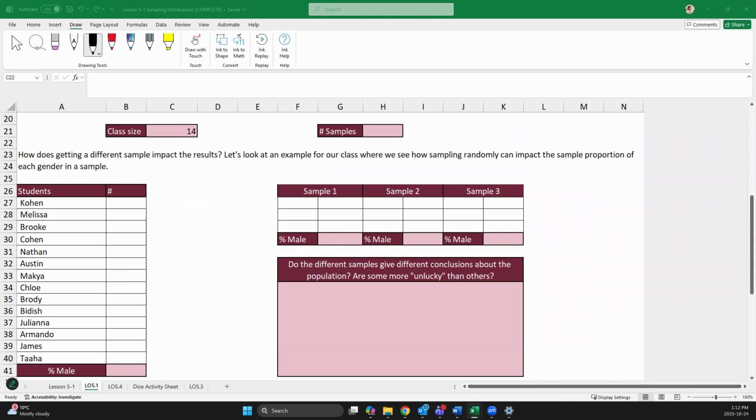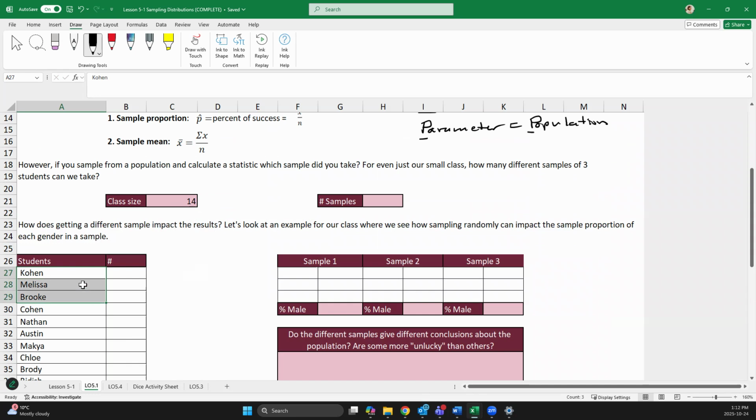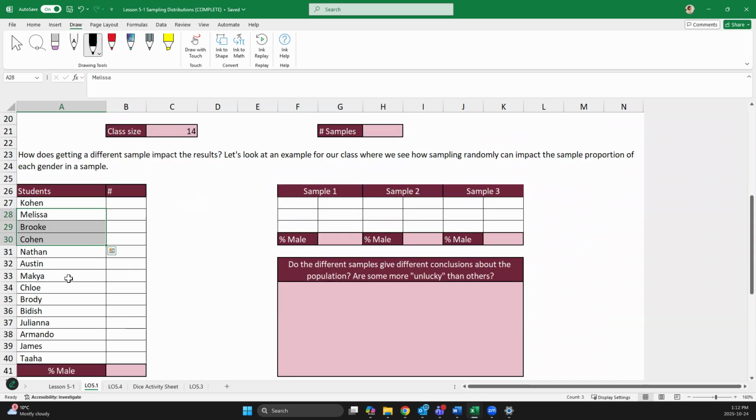But even with these 14 students, if I want to figure out how many different samples I could take of just three. So let's say I want to pick three students. Or I could pick Cohen, Melissa, and Brooke. Or I could pick Melissa, Brooke, and Heather Cohen. Or I could pick Brooke, Cohen, and Nathan. Or Micaiah, Chloe, and Brody. Those are all different possibilities, but how many possibilities are there in all?